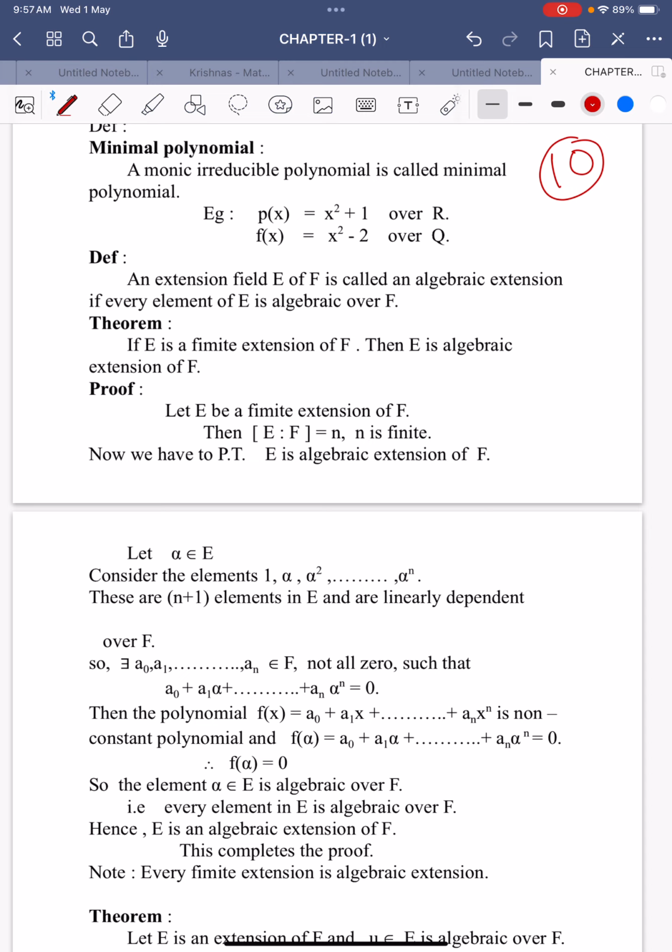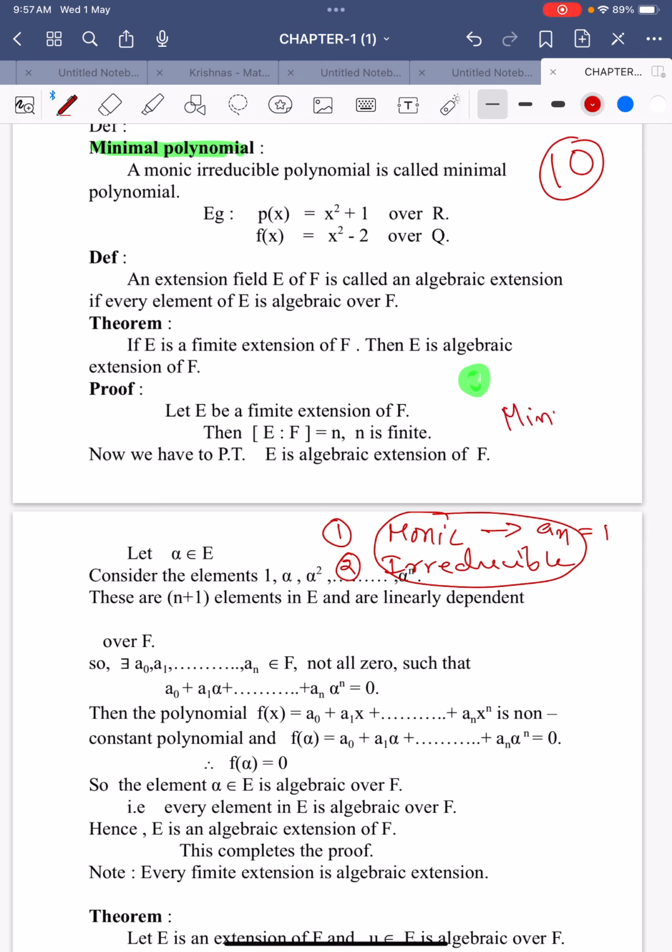Let us see the first definition, minimal polynomial. A polynomial is said to be minimal if it satisfies two properties. The first property, it must be monic, and the second property, it must be irreducible. Monic means leading coefficient is 1. Irreducible means it has no roots in the defined field. So, a monic and irreducible polynomial is called minimal polynomial. That is the definition. Important one. A monic irreducible polynomial is called minimal polynomial.